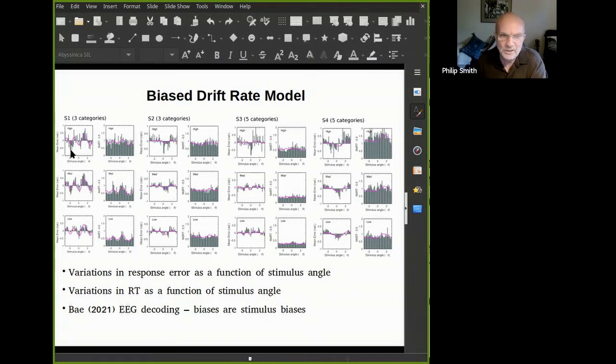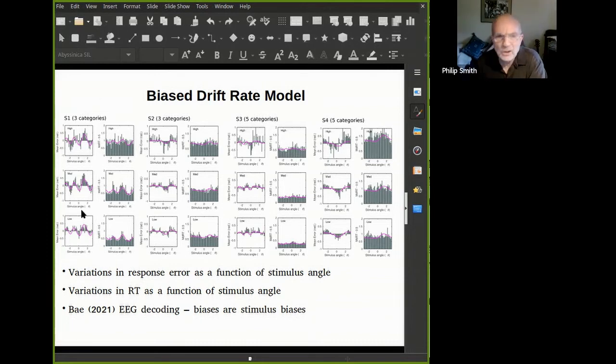Negative angular errors indicate that they're responding clockwise from the true direction. And there's a corresponding pattern in response times, because the model says if the stimulus vector aligns with one of the drift rate vectors, so the vectors are collinear, people will be faster and more accurate in that direction.